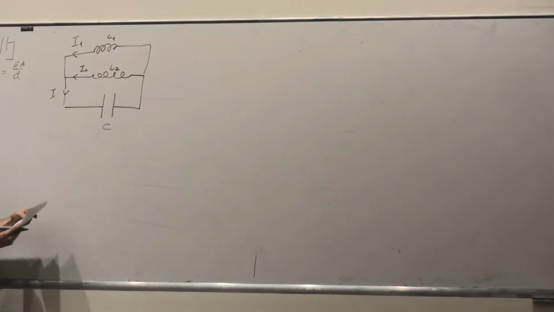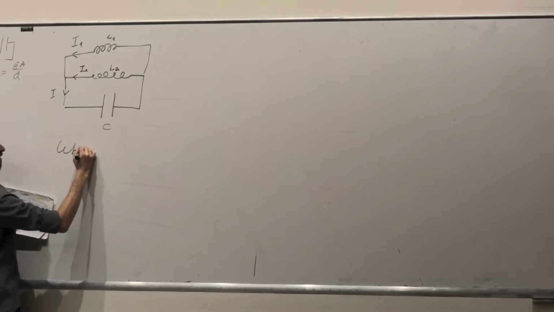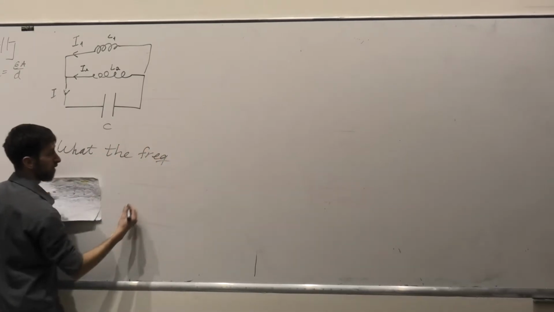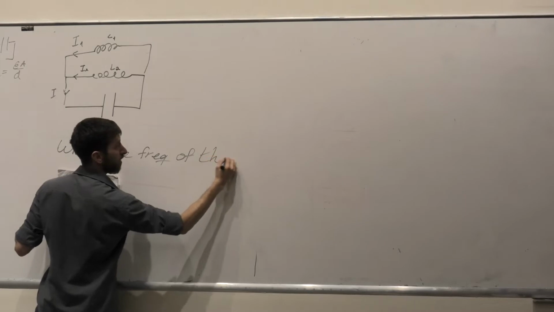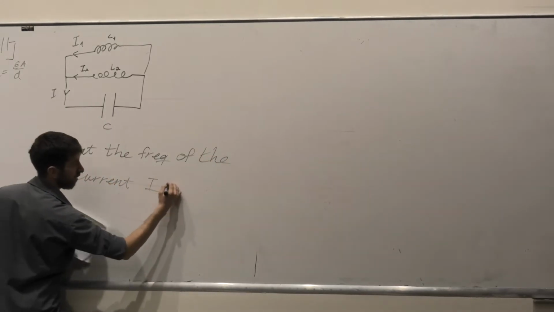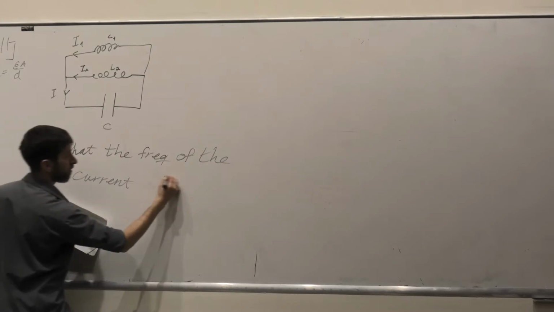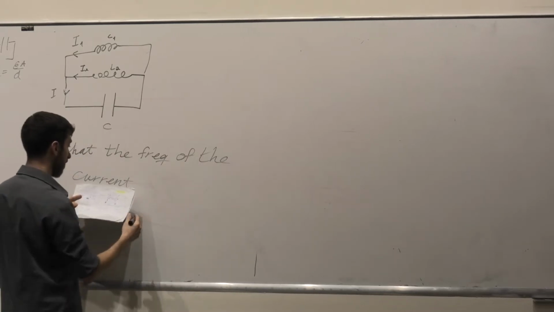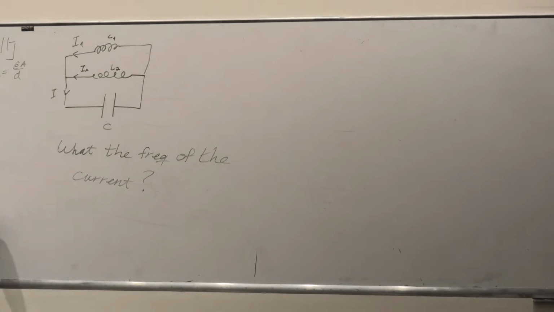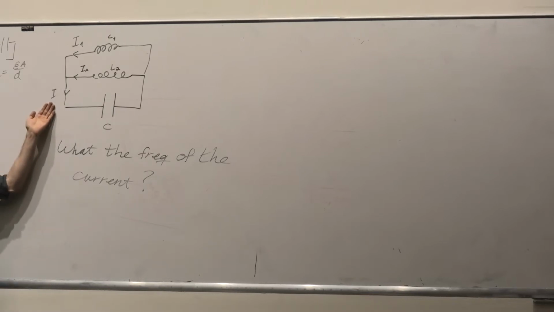And they ask you in the question, what is the frequency of the current? Let's do it in this manner. What's the frequency of the current? In what way is the current going to oscillate in the circuit? Because the energy is going to move in some way, and the way to move is current, right? So how are we going to solve it?